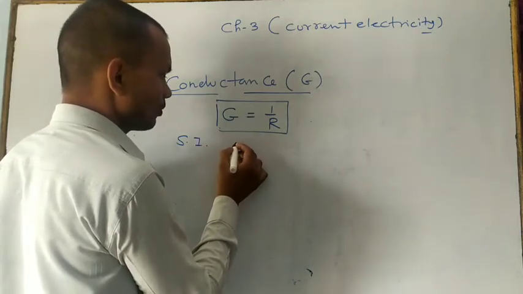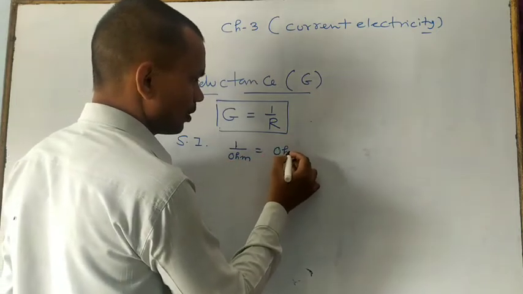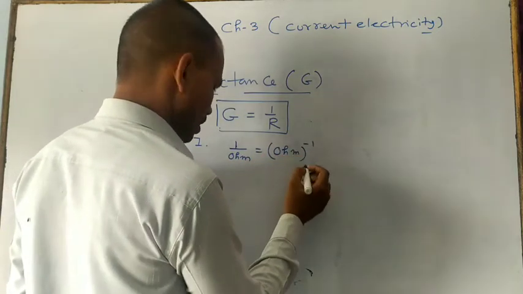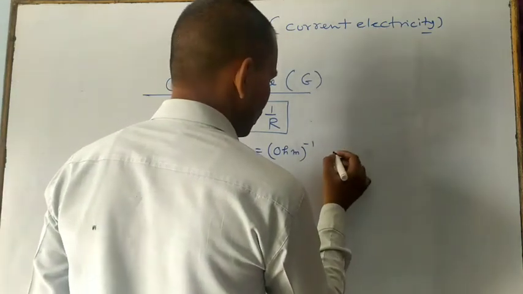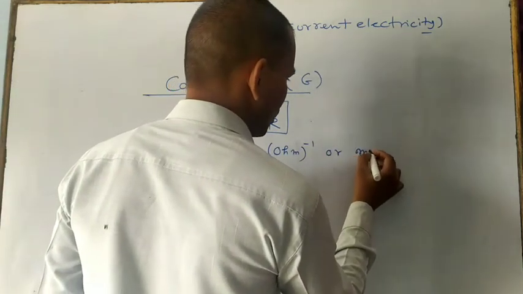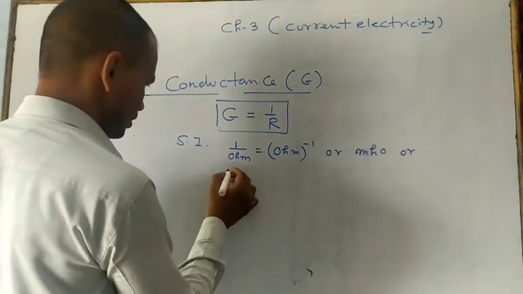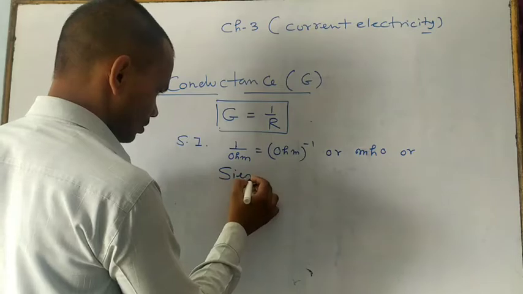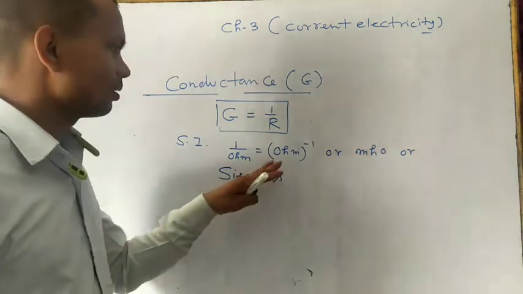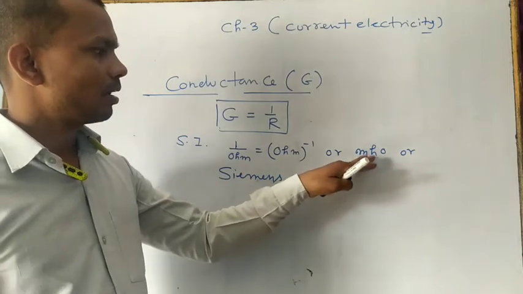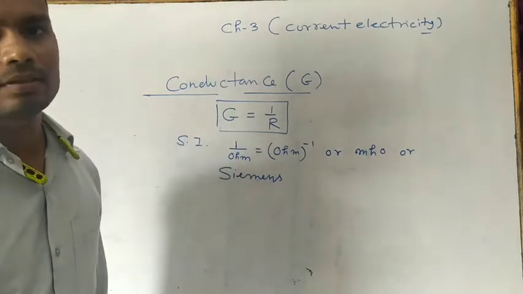Ohm, 1 upon ohm, or this is the ohm inverse. Or ohm inverse, this is known as what? Mho. Or this is simply known as what? Siemens. So we can say that this is the ohm inverse or mho or Siemens. This is the SI unit of the conductance, right?